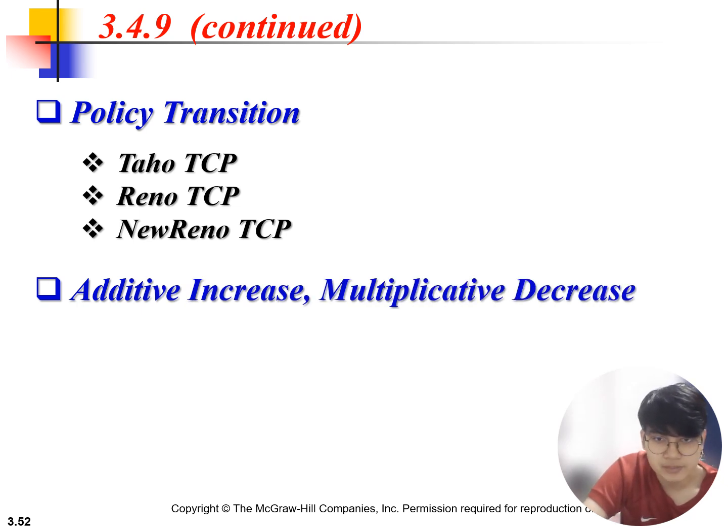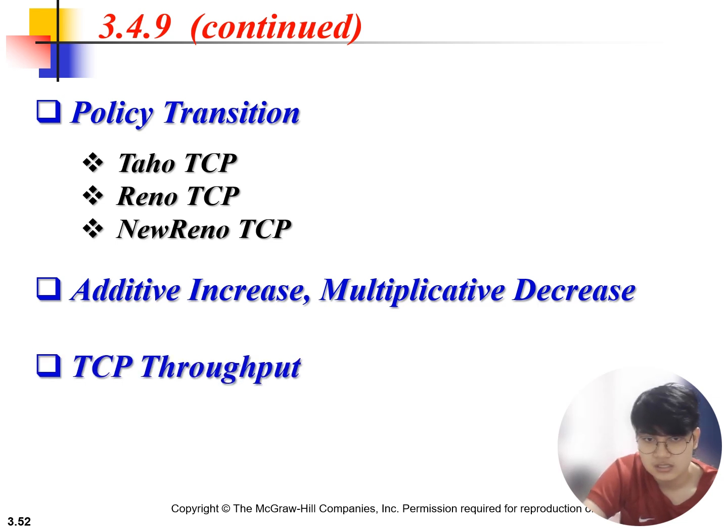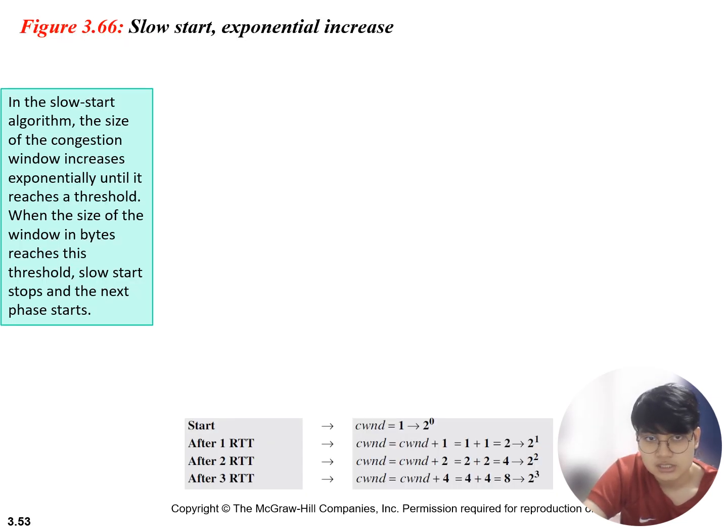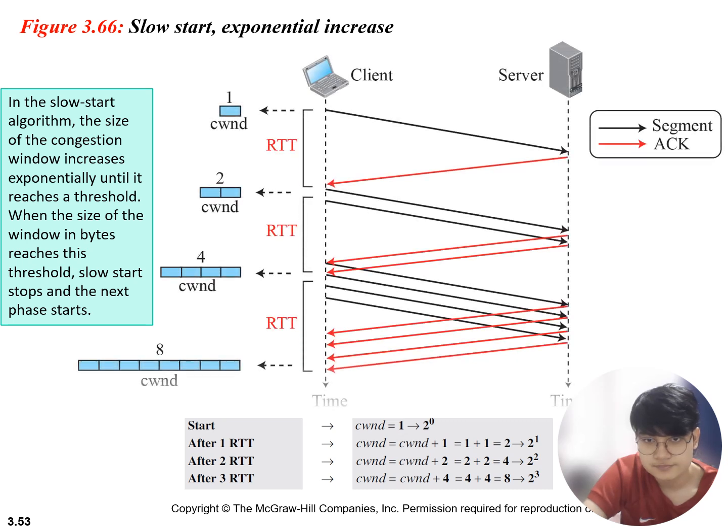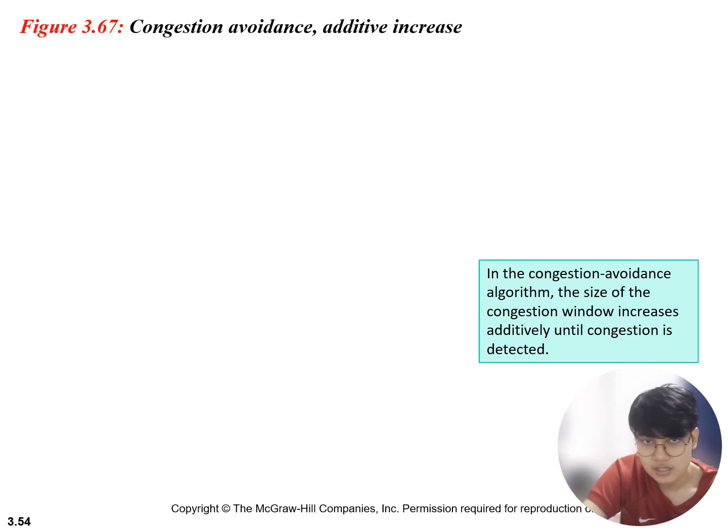Additive increase, multiplicative decrease. TCP. Slow start, exponential increase. Congestion avoidance, additive increase.